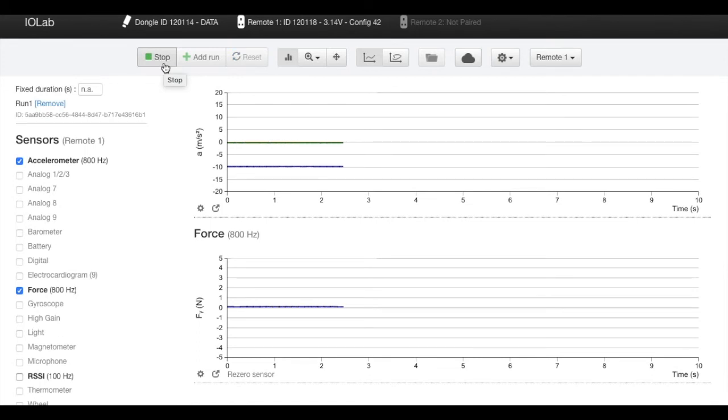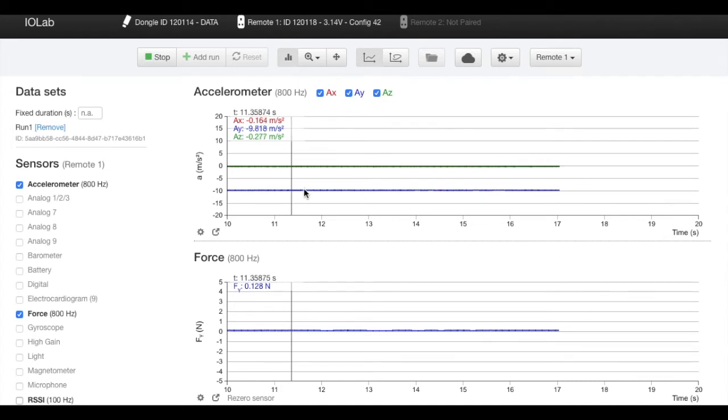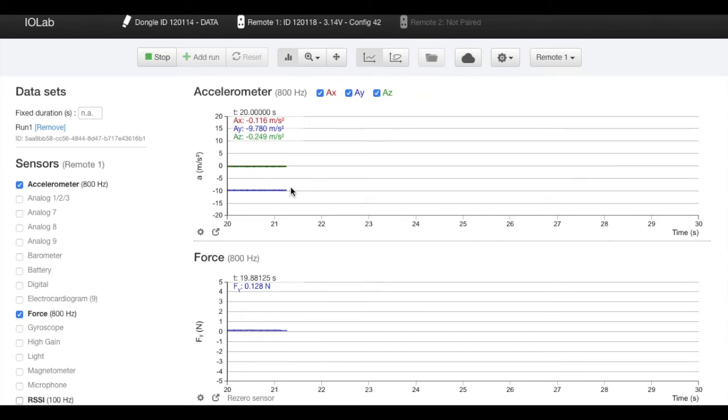You'll notice that the acceleration as well as the force sensor, they flatline. The force sensor must be consistent with zero. And when you look at the acceleration data, you will notice that the acceleration data for the y-axis is the one that is consistent with gravity. The other two, the x and the z-axis, are indeed consistent with zero.